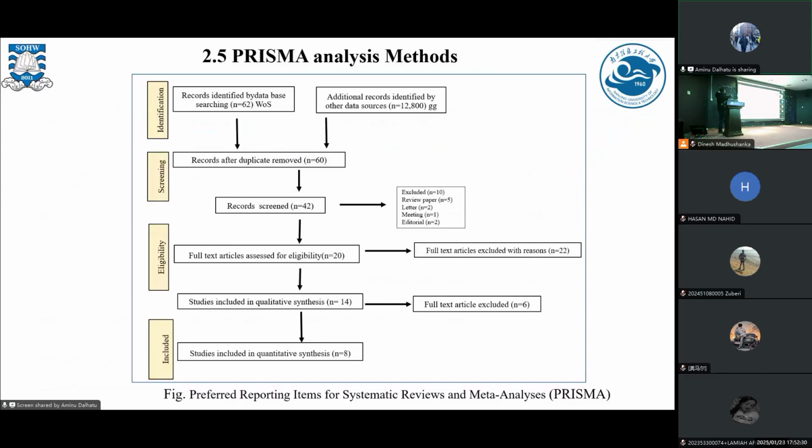As I told you, I found 62 papers on Web of Science. But on Google Chrome, there are about 12,800 papers.